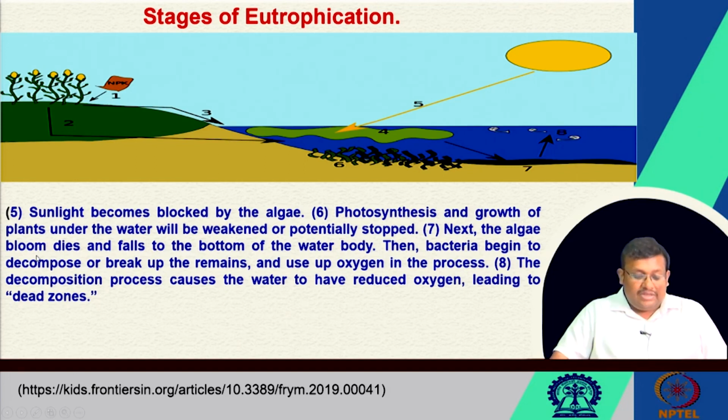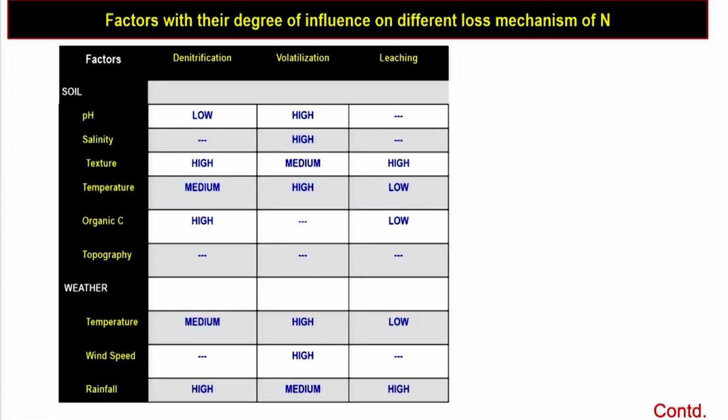Next, the algae bloom dies and falls to the bottom of the water body. Then bacteria begin to decompose and break down the remains and use up all the oxygen in the process. So, whatever oxygen was dissolved in the water, the bacteria will eat up all this oxygen. So, the decomposition process causes the water to have reduced oxygen, leading to a dead zone. So, this is the eutrophication process, and when there is a dead zone, all the organisms present in the water will be negatively impacted because of loss of dissolved oxygen.